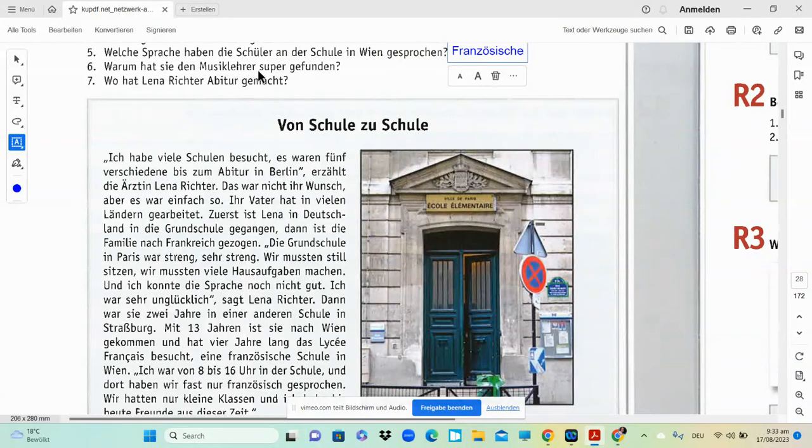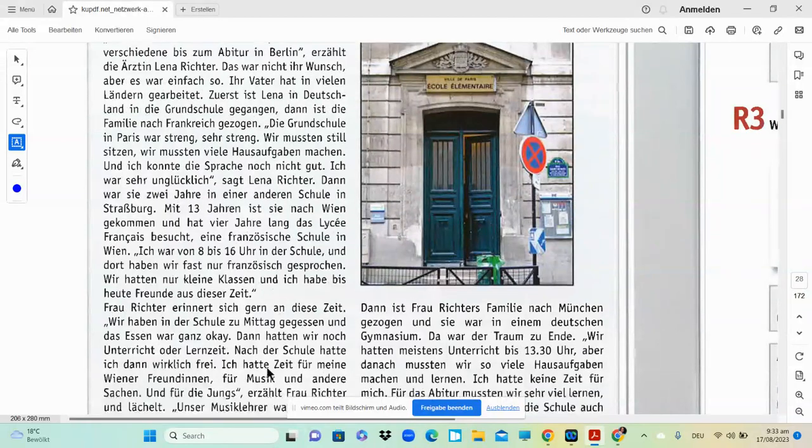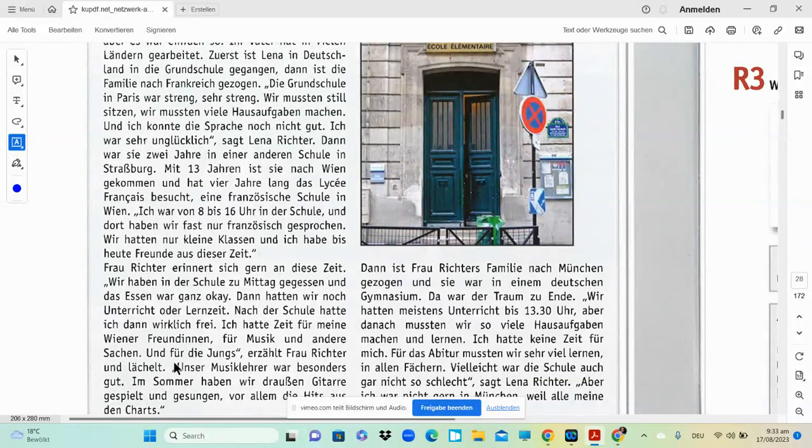Okay, warum hat sie den Musiklehrer super gefunden? So, Frau Richter erinnert sich gern an die Zeit. Wir haben in der Schule zum Mittag gegessen und das Essen war ganz okay. Dann hatten wir noch Unterricht oder Lernzeit. Nach der Schule hatten wir dann wirklich frei. So after the school we were free. Ich hatte Zeit für meine Wiener Freundinnen, für Musik und andere Sachen. So I had time for my friends and for music. Und so weiter, erzählt Frau Richter und lächelt. So they just talked and they laughed a lot.